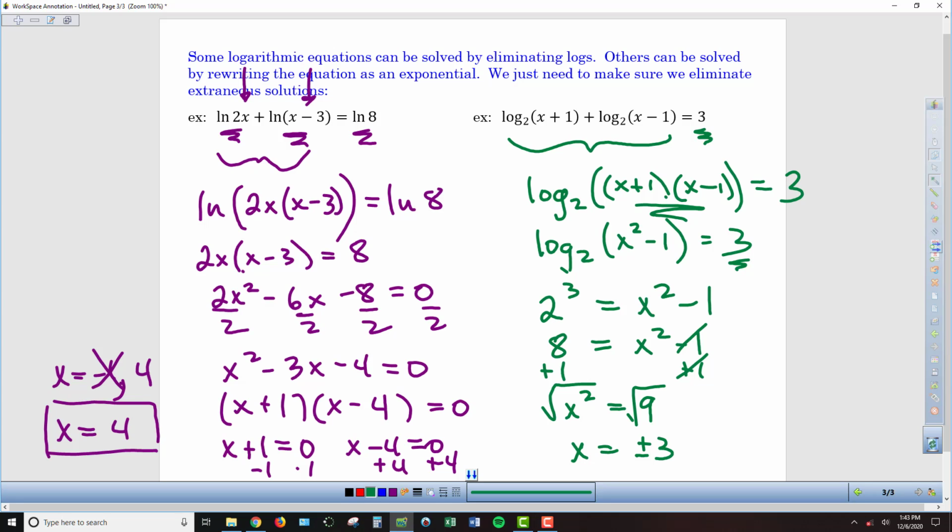Once again, just like on the previous question, I need to go back and make sure that those answers both work. And very quickly we see that the negative 3 answer is not going to be good, because it's going to result in a negative inside of each of those logarithmic expressions. So I have to throw the negative 3 out, and so my only answer on this one is going to be x equals 3.